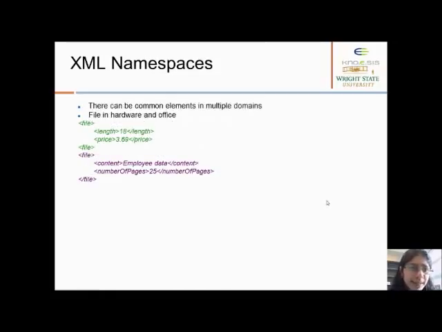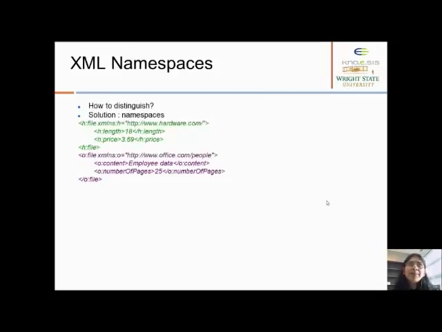All right, so looking at XML namespaces. Now, suppose we are all using XML documents for our application and defining our own elements. But now we have some ambiguity. For example, in this example, we have two separate files with different definitions, because one is for the hardware file and the other is for office data storage. As you can see, they have different data parameters. So how do we distinguish between these two, since we mean that these two are different data?